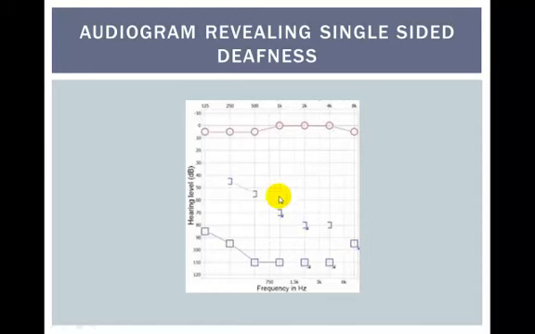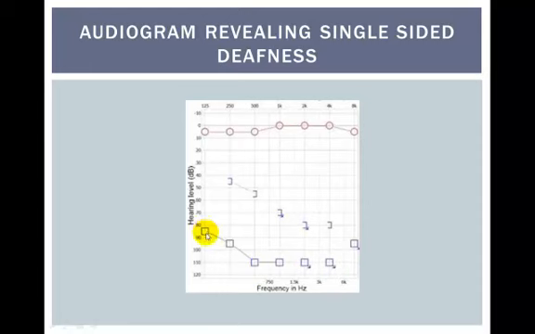Oh, and this is an audiogram revealing single-sided deafness. If we look at this audiogram, we have hearing loss in dBHL on this side. On the top we have frequency in hertz, and we have the circles, which are our right ear. And I think we can all say that the right ear is normal. The blue squares are the left ear.